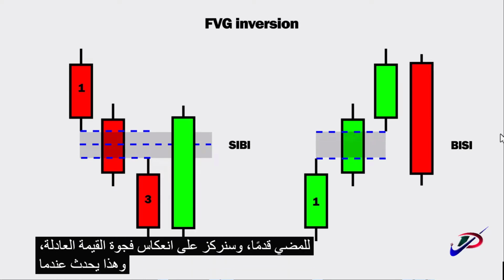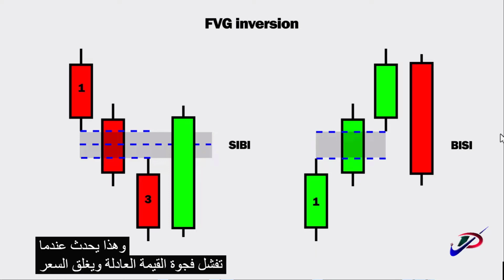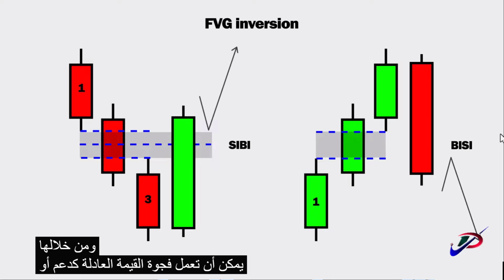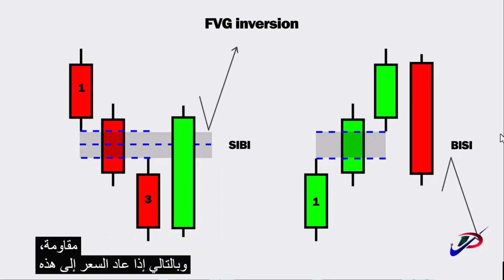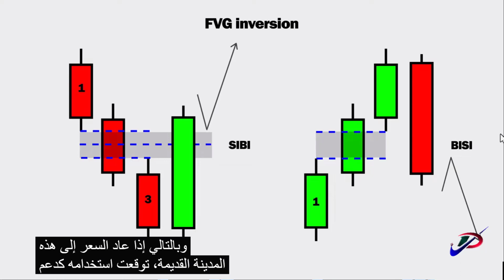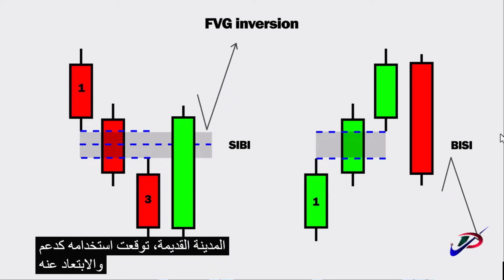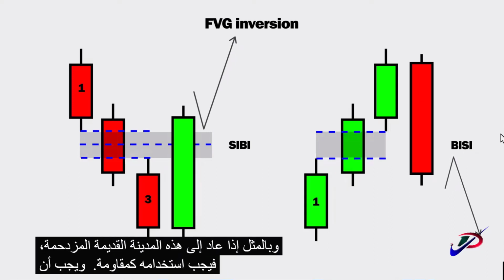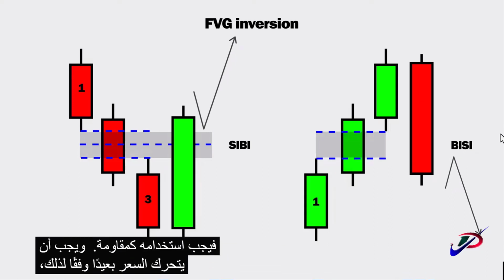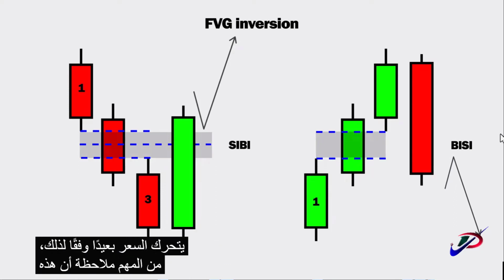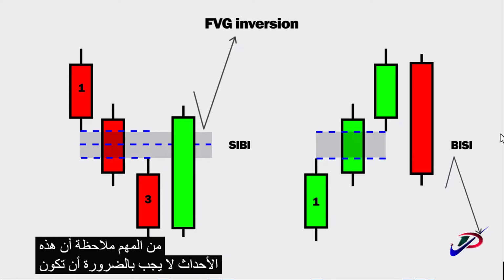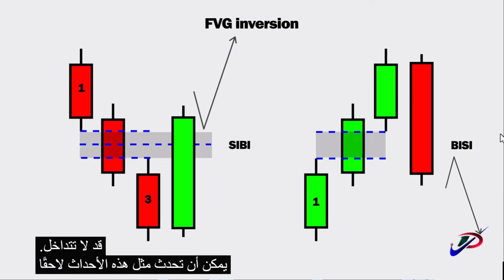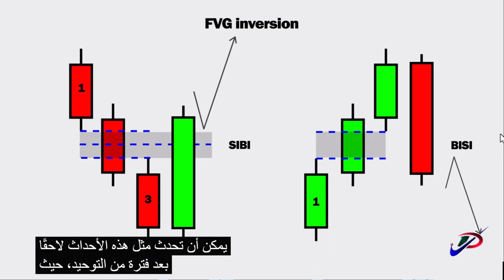This occurs when the fair value gap fails and the price closes through it. Subsequently, this fair value gap can function as either support or resistance. Therefore, if the price returns to this old SIBI, I expect it to use it as support and move away from it. Similarly, if it returns to this old BISI, it should be used as resistance, and the price should move away accordingly. It's important to note that these occurrences don't necessarily have to be consecutive, and the fair value gaps might not overlap. Such events can take place later on after a period of consolidation.